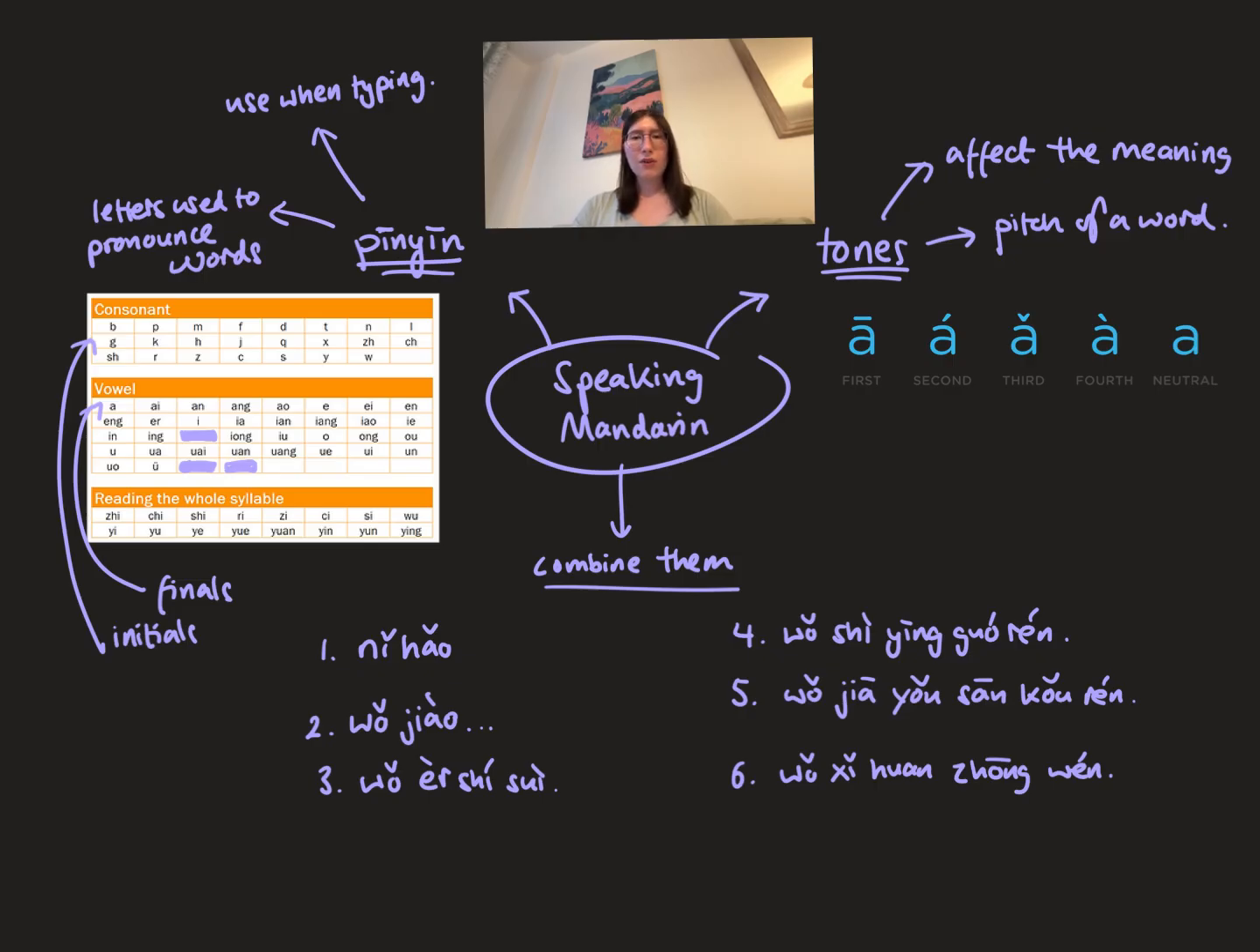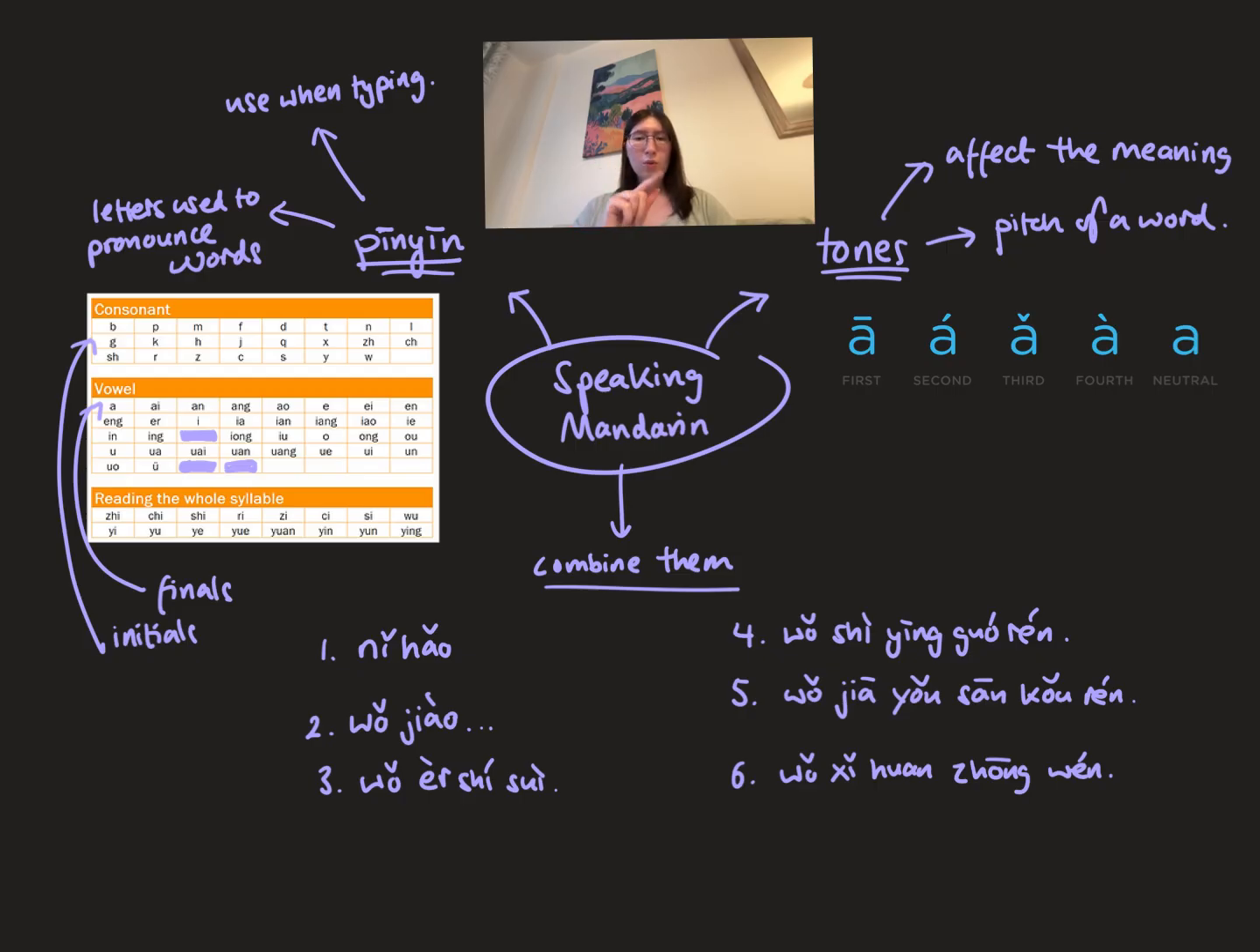So these two are both third tones, but I'm not going to say them both with the full down-up. When we have two third tones, the first one becomes a second tone to make it easier to say quickly. So it becomes ni hao. I could emphasize the third tone in hao, but if you're speaking quickly, it usually comes out as ni hao, with just a low tone staying low.